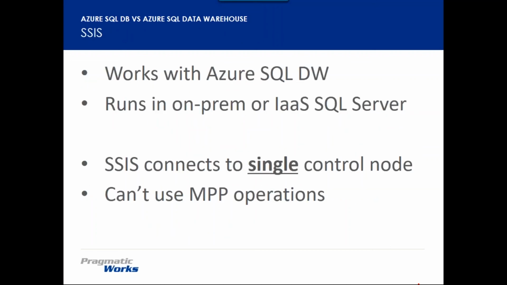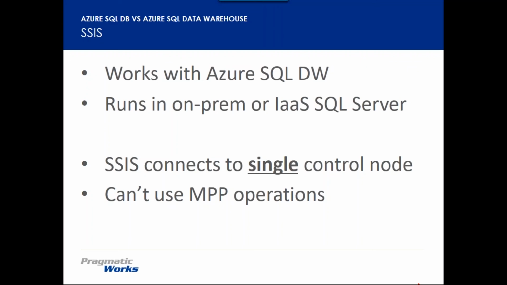I would be remiss not to talk about SSIS. So to be clear, we can use SSIS to load your data warehouse. Now, SSIS is not available as a cloud service. So to use SSIS, you're going to need either an on-prem instance or a VM running SQL Server, but you can use it. One important thing to know is that when you're using SSIS to connect to your data warehouse, it only connects to the single control node. And in doing so, it cannot take advantage of the parallel processing operations.